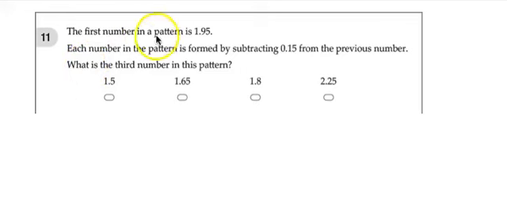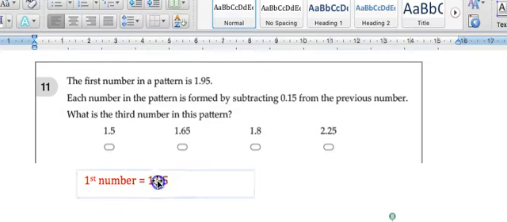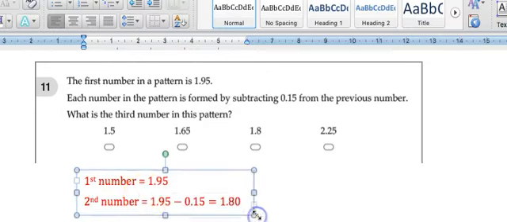Okay, question 11. The first number in a pattern is 1.95, and each number in the pattern is formed by subtracting 0.15 from the previous number. And what is the third number in this pattern? So the first number is 1.95. Now we need to subtract 0.15. So 1.95 minus 0.15.